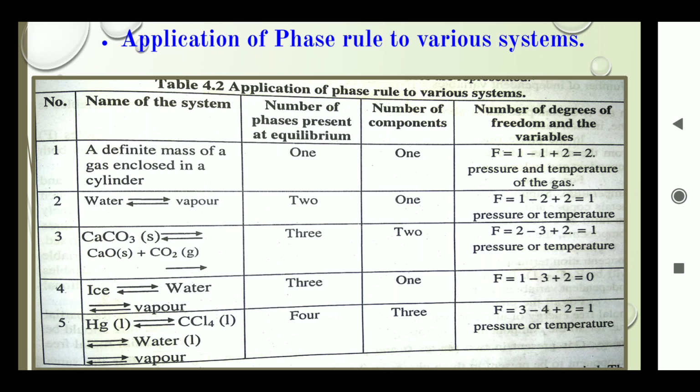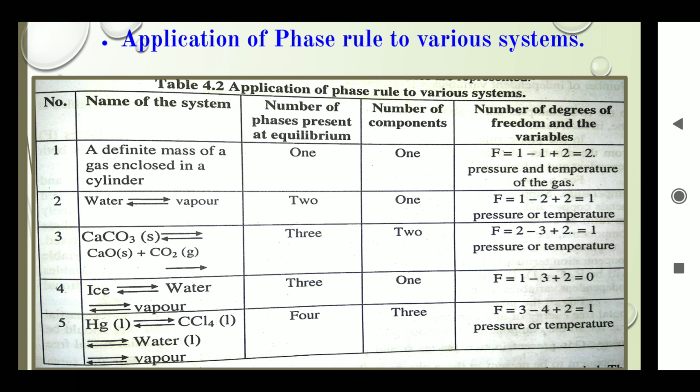The number of degrees of freedom is calculated by using the formula F = C - P + 2. So put the values of C and P as 1. We get F = 1 - 1 + 2 = 2. So here the maximum degrees of freedom must be 2. The pressure and temperature of the gas get varied, either two variables varying while keeping the third one as it is.